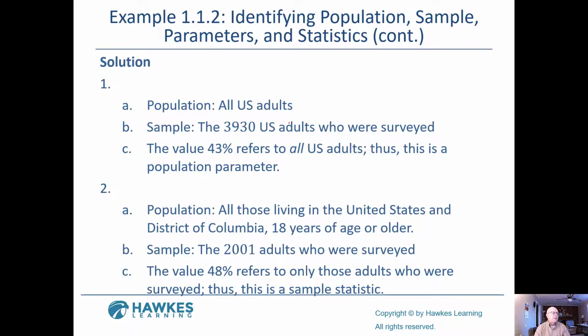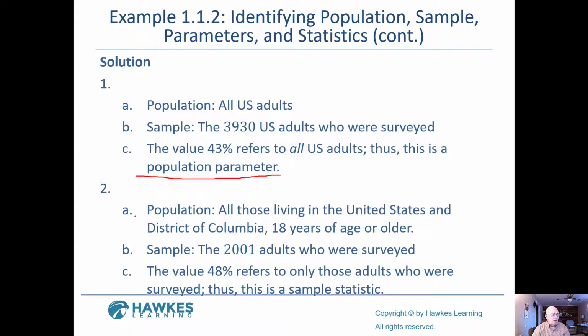See how you did. For number 1, did you say the population was all U.S. adults? Did you say the sample was the 3,930 adults who were surveyed? And did you get 43% was a population parameter?